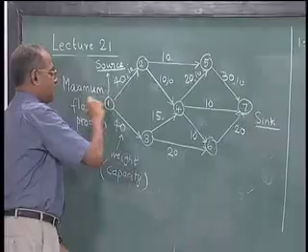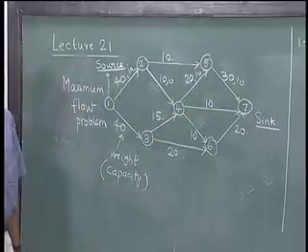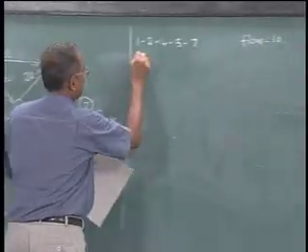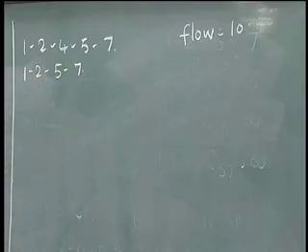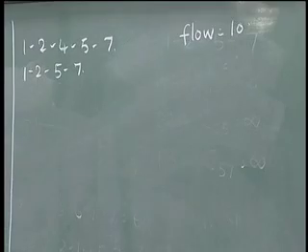So, there is a flow of 10 from here, it goes like this and it reaches 7. Now, let us look at another path that we have and let us look at 1, 2, 5, 7. Now, one other thing that we ensure is that whenever we take a path, we try to exhaust the path.